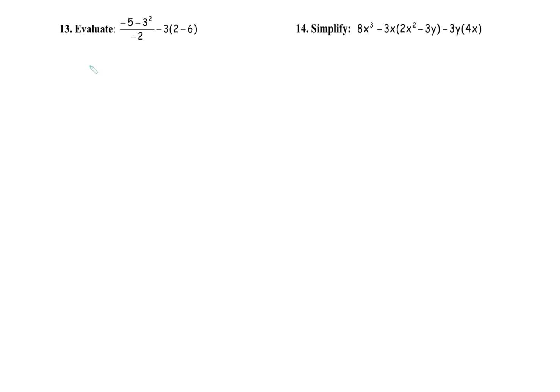Okay, we need to evaluate. Now I notice here I didn't see any variables. So this is the scenario we use PEMDAS. Negative 5 minus 3 squared divided by negative 2. Take away 3 times 2 minus 6.